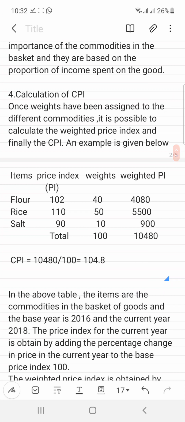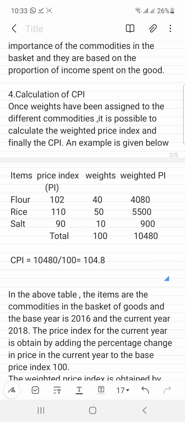An example has been done for you. So if we have flour, rice, and salt in our basket of goods, we are going to calculate the current price index. The current price index will be the price index in our base year plus the change in price in the current year. For example, if the price of flour has increased by 2%, our current price index for flour will be 100 plus 2% will give us a price index of 102.